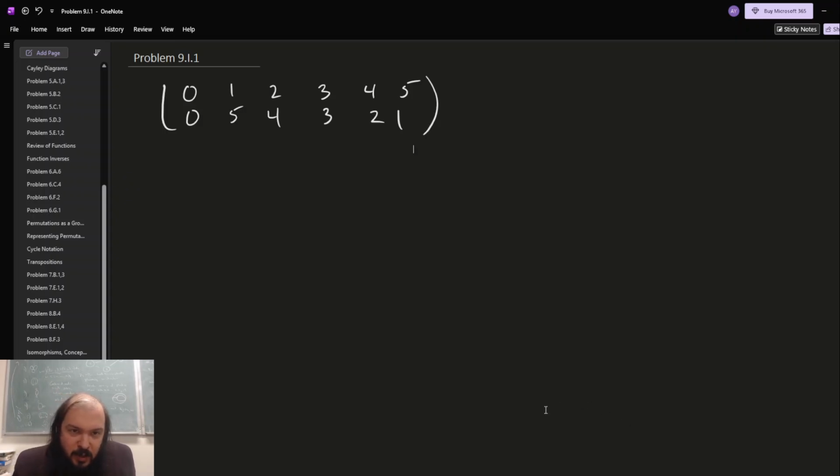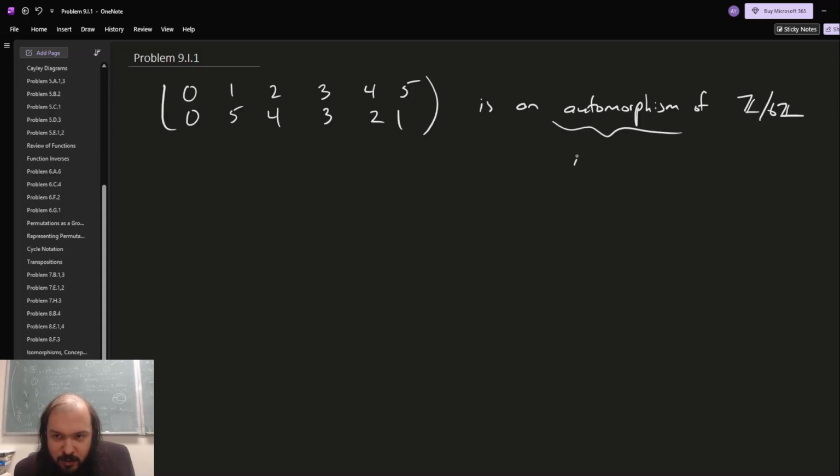Last problem for this batch, friends. We're asked to see that this function, written in terms of inputs and outputs, is an automorphism of Z mod 6Z. So automorphism means an isomorphism with itself. And we saw at least one example of this when we were talking about equivalence relations, namely the identity function.